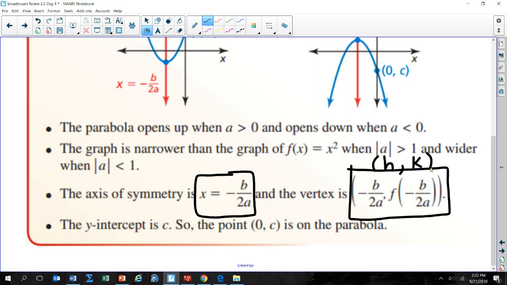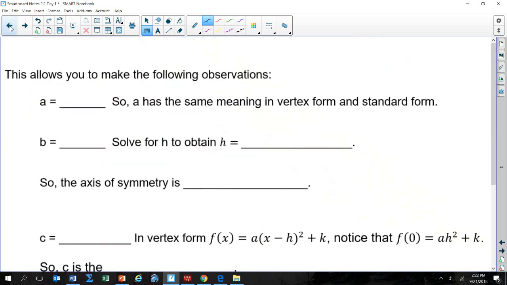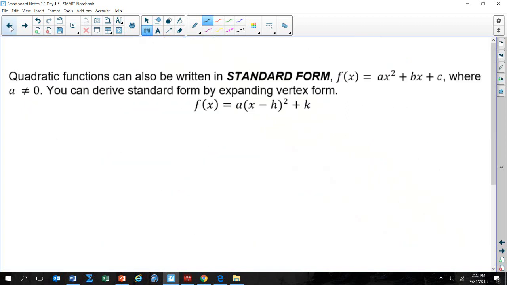Okay, so if I go back here, it says quadratic functions can also be written in standard form, ax squared plus bx plus c, where a is not 0. You can derive standard form just by expanding vertex form. So I'm going to take vertex form and I'm going to multiply it out, and I'm going to show you what the standard form looks like. Okay, so here's vertex form where the vertex is normally h comma k.